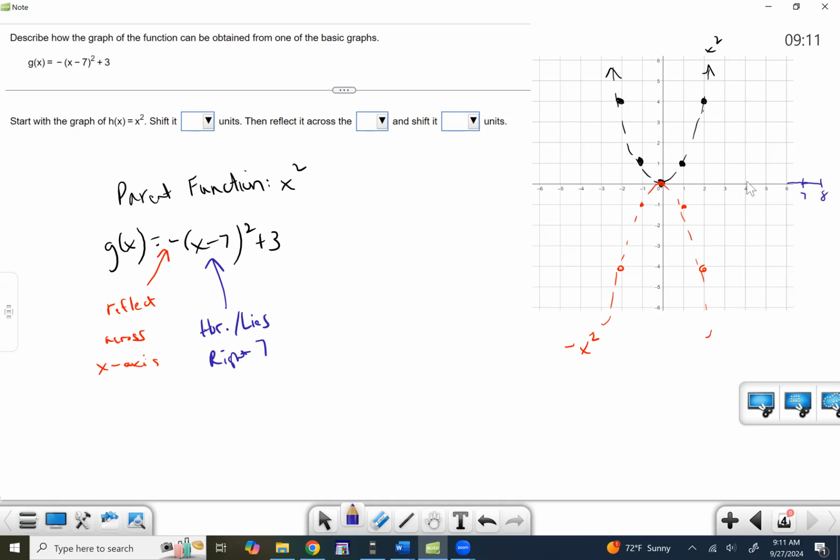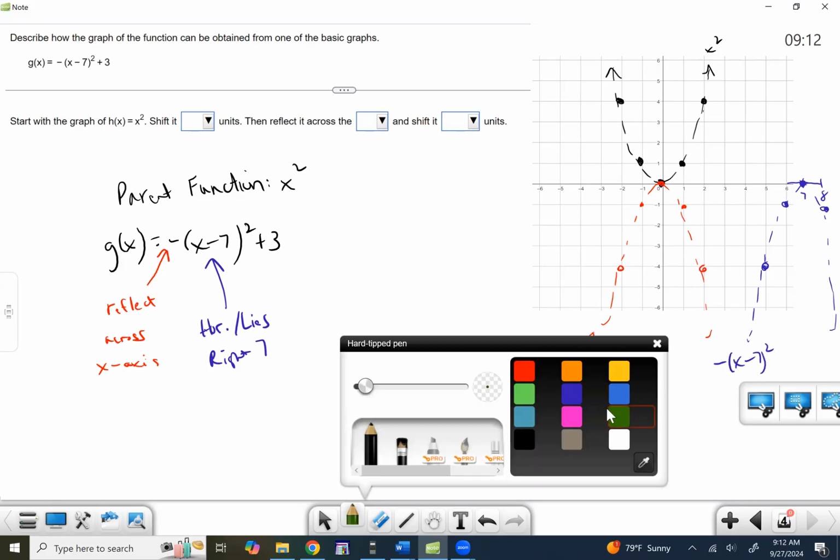So I'm going to pick up this red dot, move it to the right 7, pick up this red dot and move it to the right 7, and then pick up this red dot and move it to the right 7. And we might as well, while we're at it, do this one because it'll fit on the screen. Okay, so there we are with our negative x minus 7 squared.